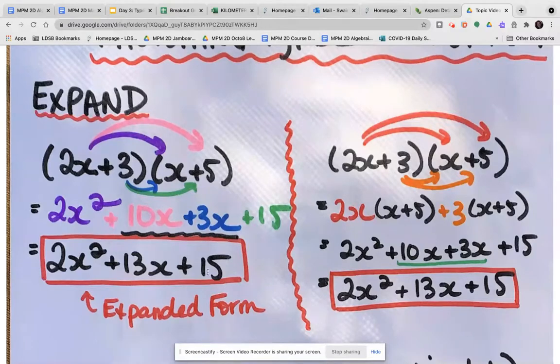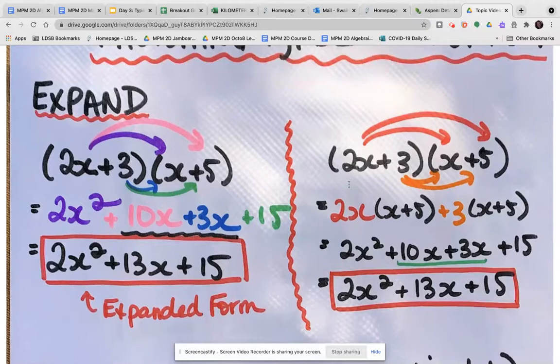I just wanted to show you another way of thinking about this expanding process, because this is something we can use when we're working in the opposite direction, when we want to start factoring. So I can say, okay, I'm going to take this 2x and multiply both the x and the plus 5 by that 2x. So the 2x is being multiplied by x plus 5. And then I'm going to take the 3 and multiply it by x and by 5. And so here I have 3 times x plus 5.